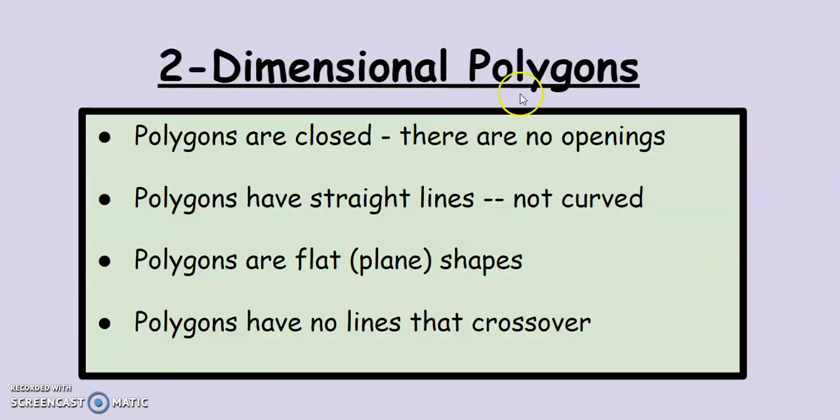I want to remind you that polygons must be closed. They must have straight lines. They must be flat plane shapes, and they cannot have any crossovers. Today, I'm going to have you do an assignment, and you're going to be looking at shapes, thinking about these characteristics, and you're going to have to determine, is it a polygon or not? And in some cases, you will have to tell me why.